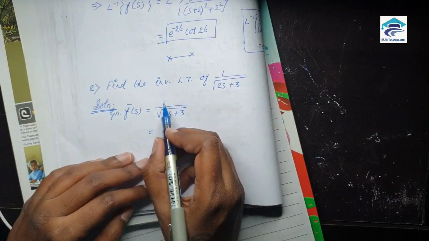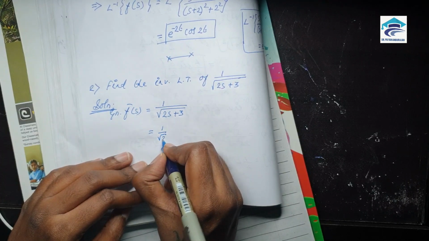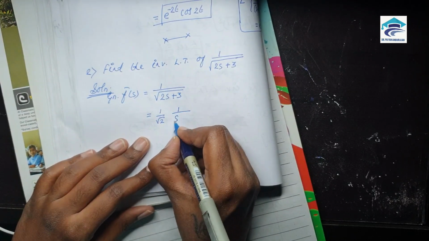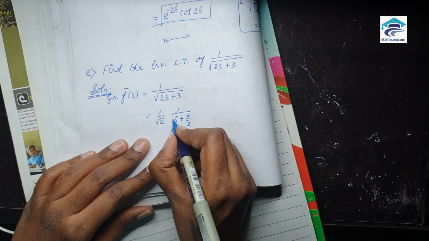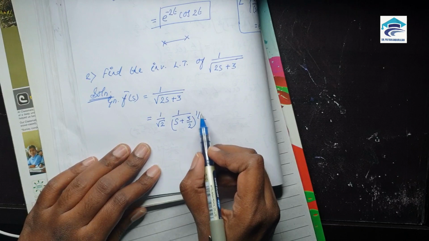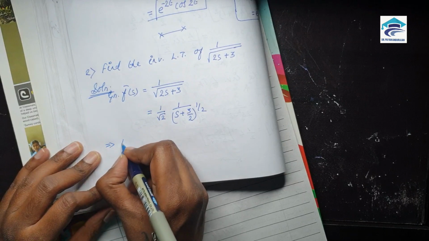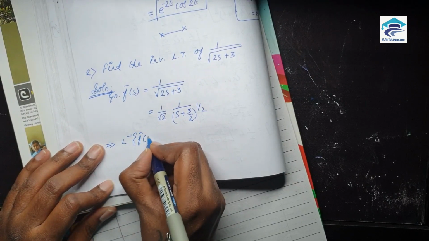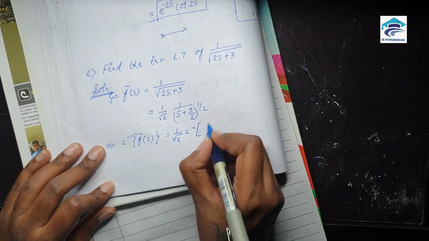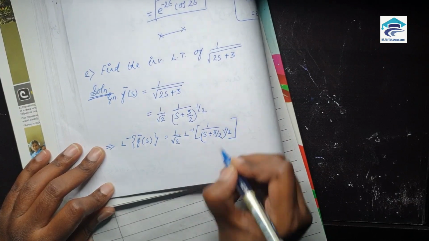In order to get that form, I have to take the 2 outside. So this will become 1 by root 2. When I take this 2 outside, it will become root 2 into 1 by s plus 3 by 2 the whole power 1 by 2. So now this is of the form 1 by s plus a the whole power n. N here is 1 by 2. Let me apply the inverse Laplace. So L inverse of f bar of s is equal to 1 by root 2 L inverse of 1 by s plus 3 by 2 the whole power 1 by 2.